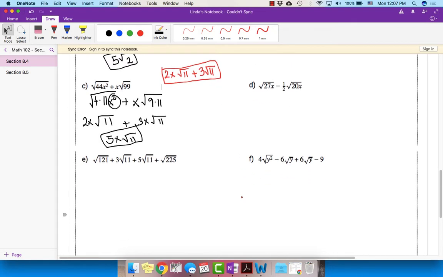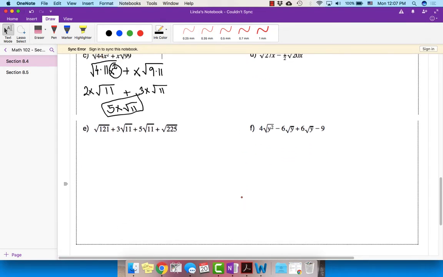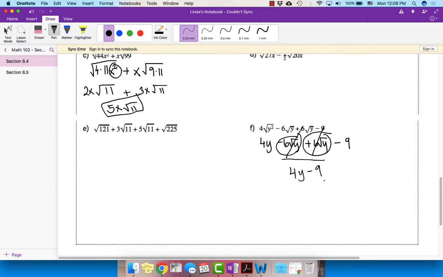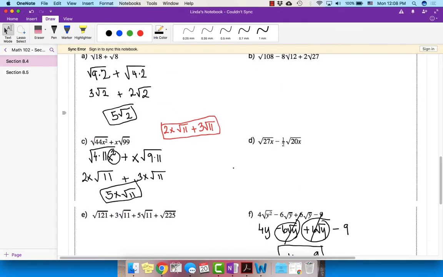The next example that I will do is F right here. You can see that the square root of y squared is going to be y. So I'm going to have 4y, and then minus the square root of 6y. Really, I can't take out anything, so I'm going to write it down. Plus 6 times the square root of y, excuse me. And then minus 9. You can see that this is a like term right here, and it's going to cancel out. And then I end up having 4y minus 9. Simple.